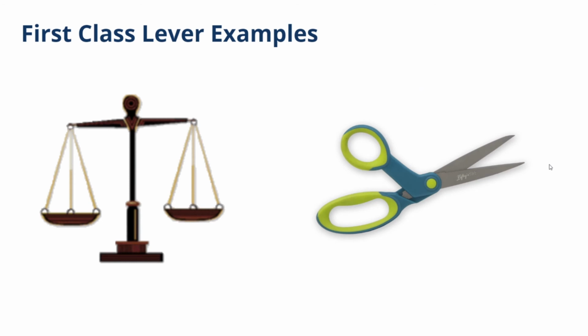Some examples of first-class levers include a balance, a teeter-totter, or a seesaw, and also scissors.